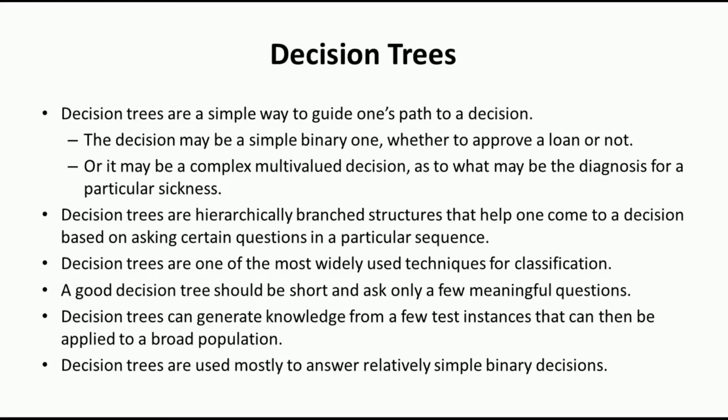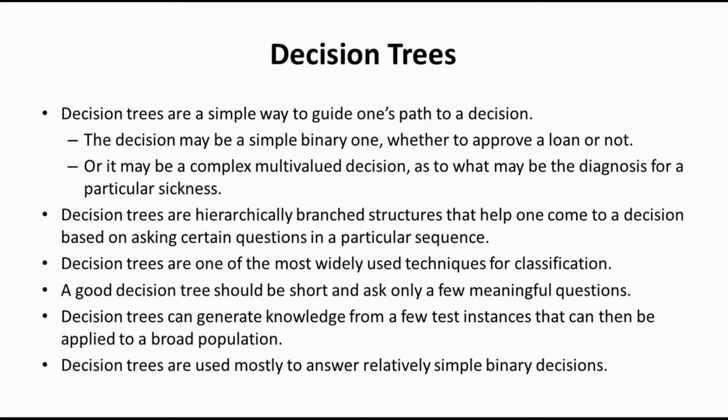Decision trees can generate knowledge from a few test instances that can then be applied to broad populations. This is related to the training and testing data. When it comes to artificial neural networks, we need a large amount of data for training the model. But when it comes to decision trees, if we have a few instances of training and testing data, the decision trees work perfectly fine. So it works on a very small data set also. That is the meaning of this statement.